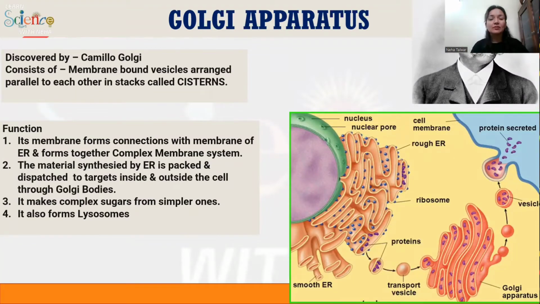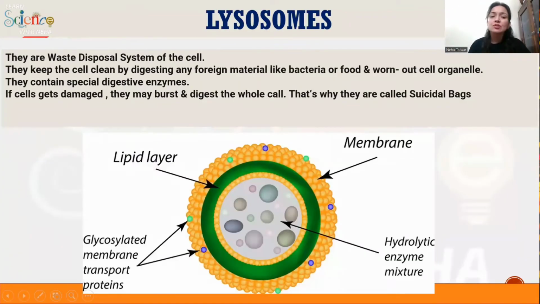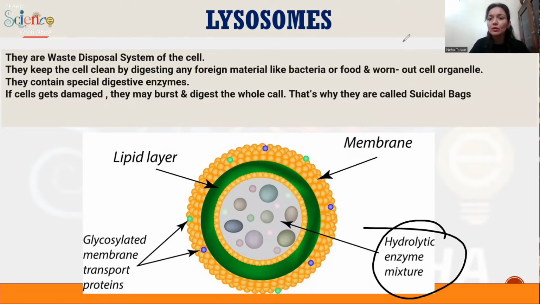Now, lysosomes, which are also called suicidal bags, contain hydrolytic enzymes, which will break down any unwanted substance or any worn-out organelle and will protect our body from the poison that organelle could have caused. The enzyme is called a hydrolytic enzyme, and Golgi bodies are also called the waste disposal system.